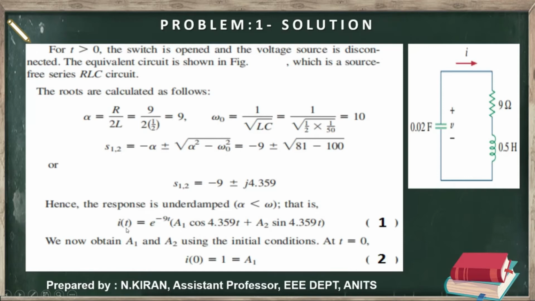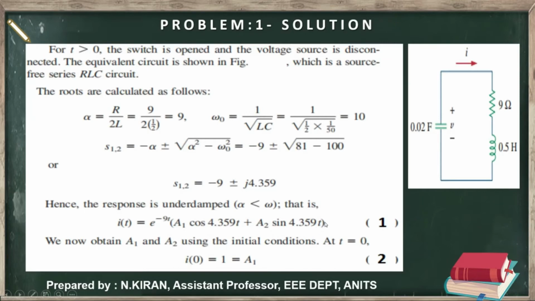So the expression is I1 of t is equal to e power minus alpha t, where alpha is 9. So e power minus 9t into a1 cos omega t. After finding the roots, that is minus alpha plus or minus square root of alpha square minus omega naught square, the omega d value I have obtained to be 4.359. So cos 4.359 into t plus a2 into sine 4.359 into t.